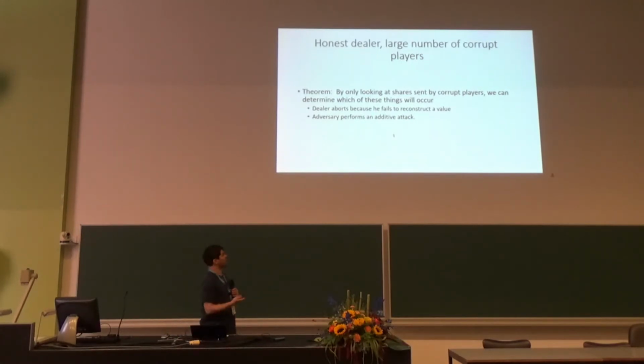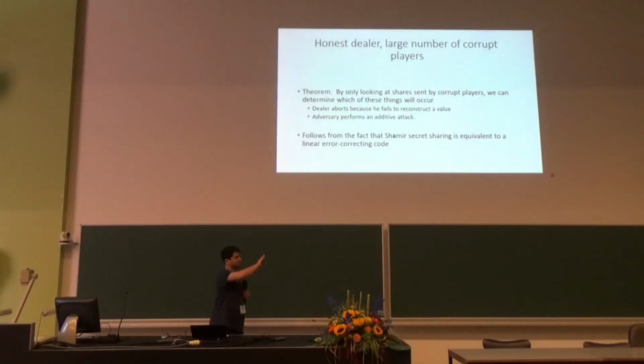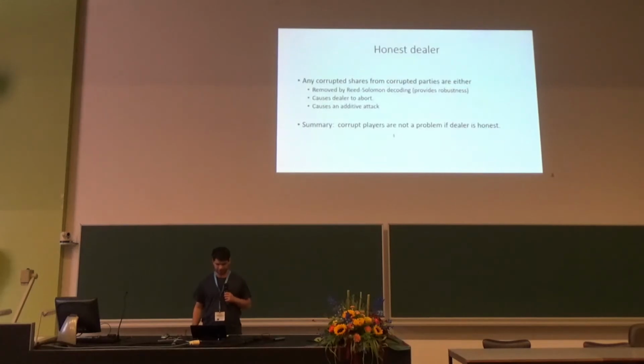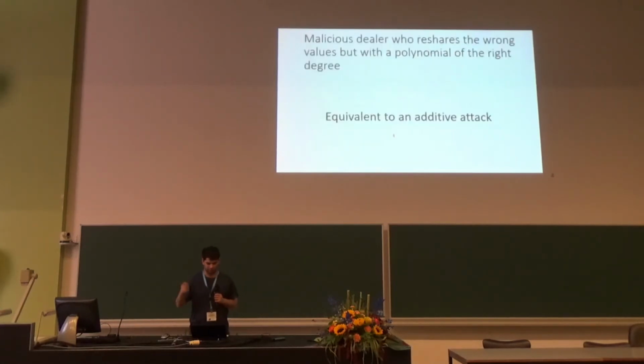And you're wondering, okay, how can we prove this? Well, it follows from the wonderful fact that Shamir secret sharing is equivalent to a linear error correcting code. So we can say what's going to happen just by looking at the error vector. What happens in decoding only depends on the error correcting code. I'm running short on time, but here's the summary. For the honest dealer, we can completely remove it, because it's either an additive attack, or we can ignore it, or it's an abort. A malicious dealer who reshares the wrong value with the right degree polynomial is equivalent to an additive attack.